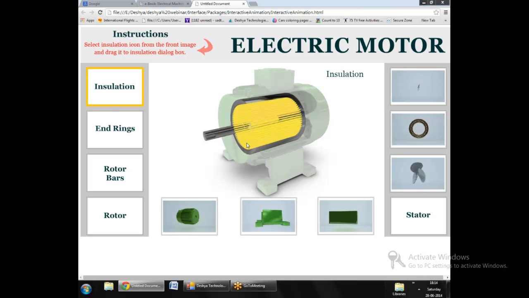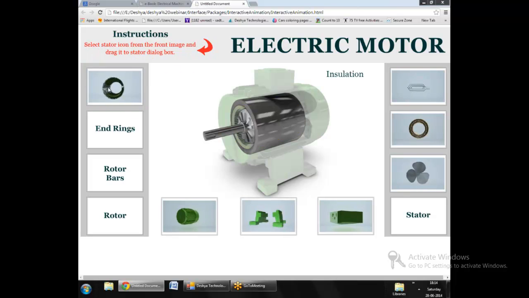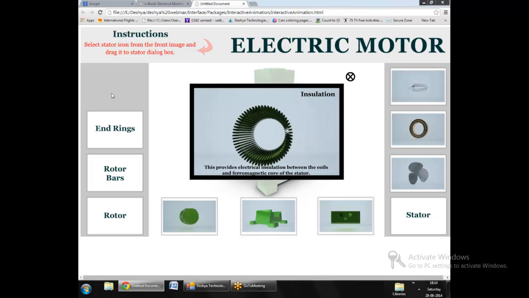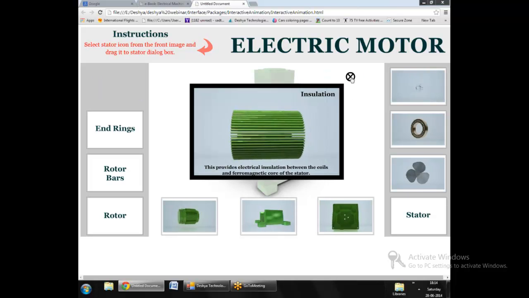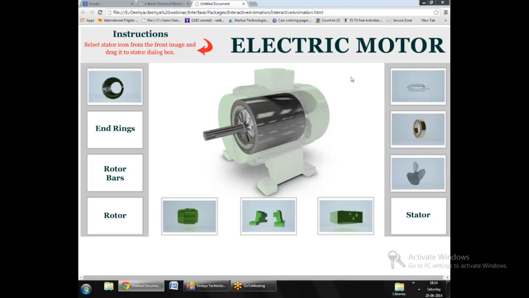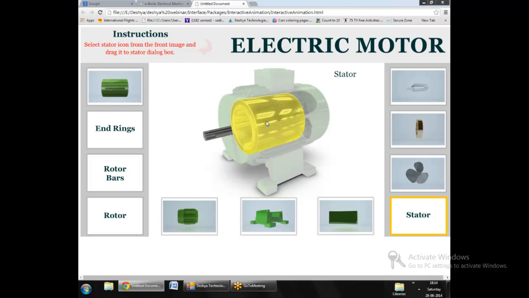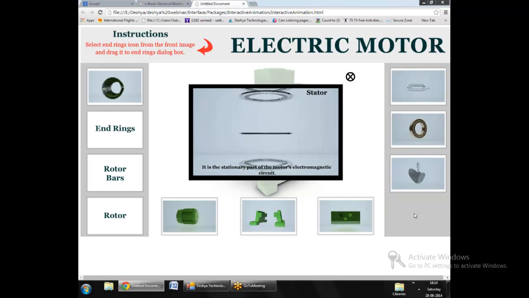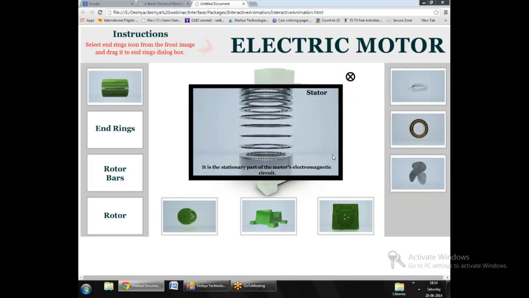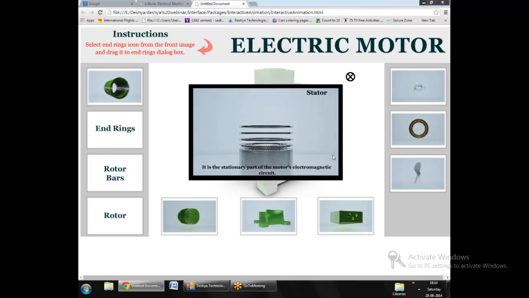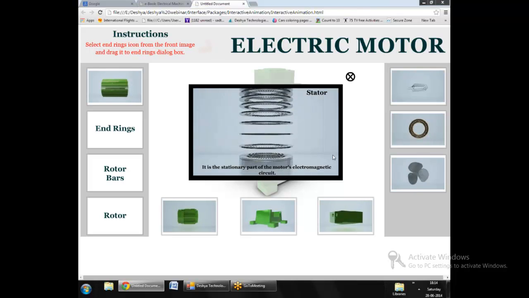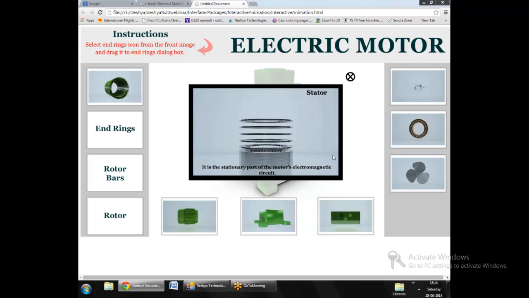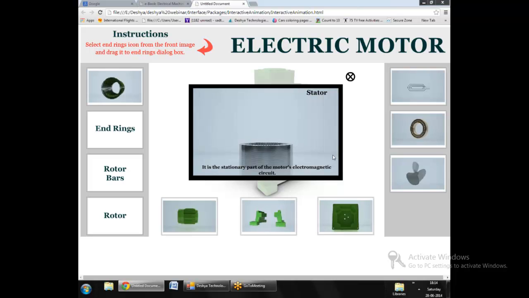And next comes the insulation layer, and we place it in the proper box, and by double clicking it we see how the insulation looks like. Next comes the stator. The stator is actually made up of various laminations, and these laminations are stacked together to form the stator. Now the purpose of having laminations is to reduce eddy current losses inside the machine.